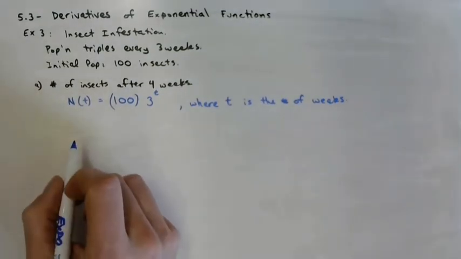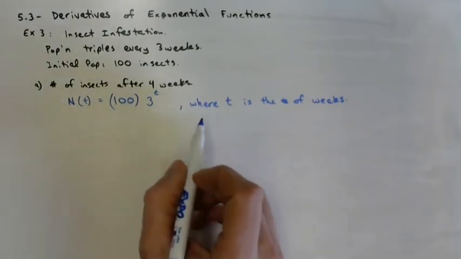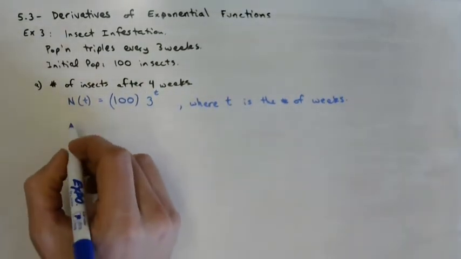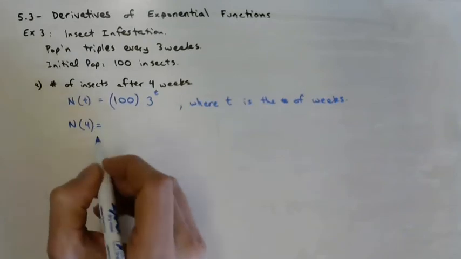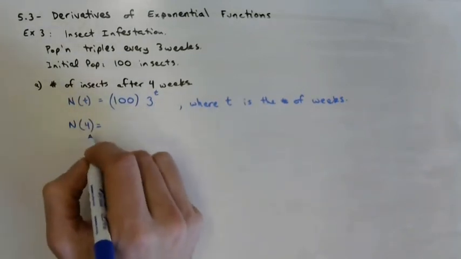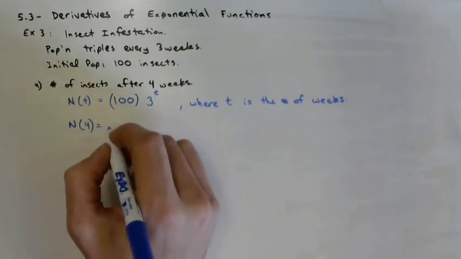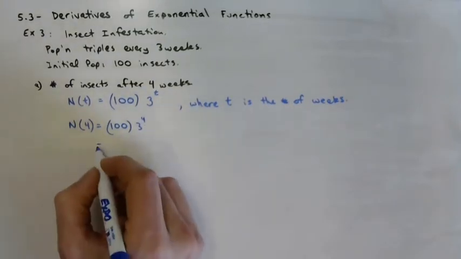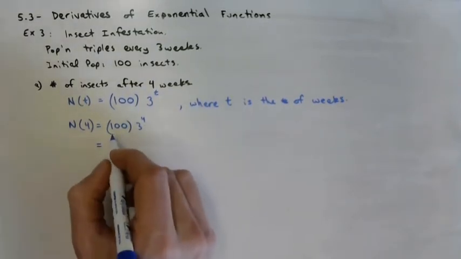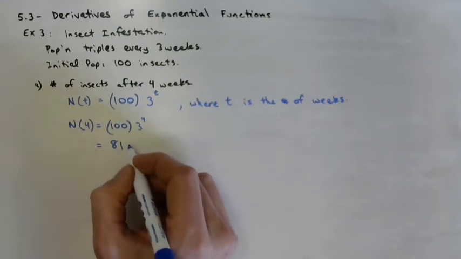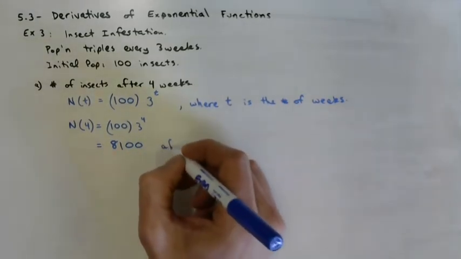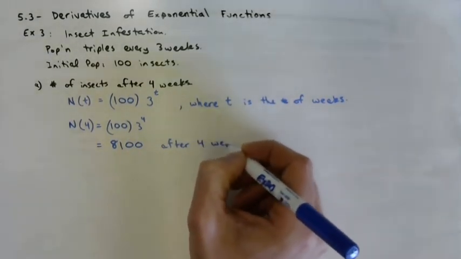Okay, so then to find out the number of insects present after 4 weeks, we really just need to sub in t equals 4. So the number after 4 weeks is the number of insects, N with respect to 4. We just sub that in. 3 to the power of 4 we can do in our head. That's 81. 81 times 100 is 81 with 2 zeros. So we get 8,100 insects after 4 weeks.